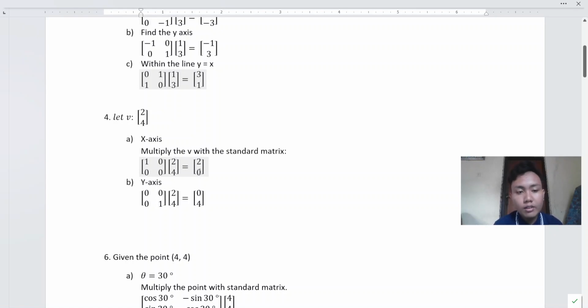And then for the y-axis, it is the same. We multiply v with the standard matrix. The standard matrix for the y-axis is [0, 0; 0, 1]. So 0 times 2 is 0, 0 times 4 is 0, 0 times 2 is 0, and 1 times 4 is 4. So the projection onto the y-axis is (0, 4).